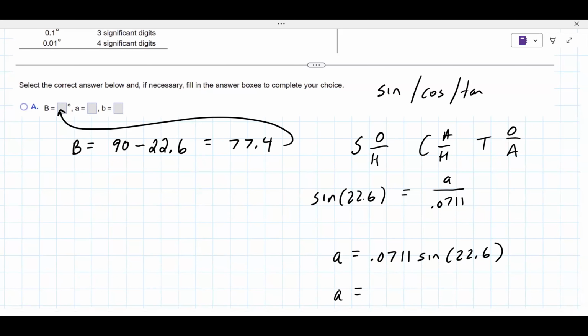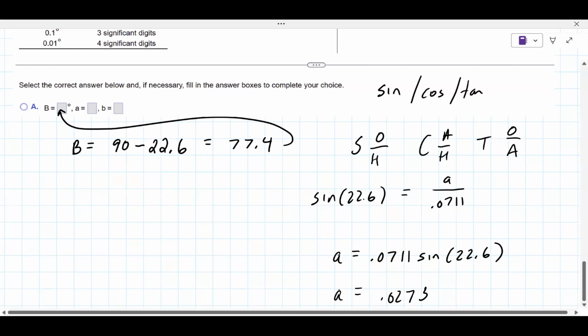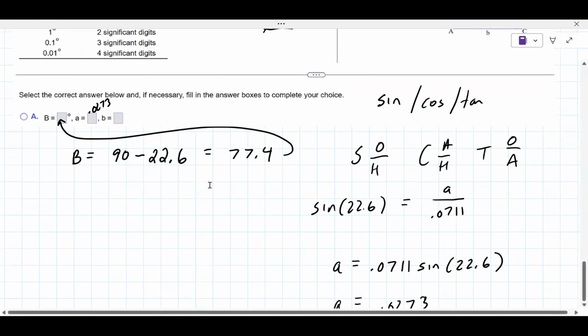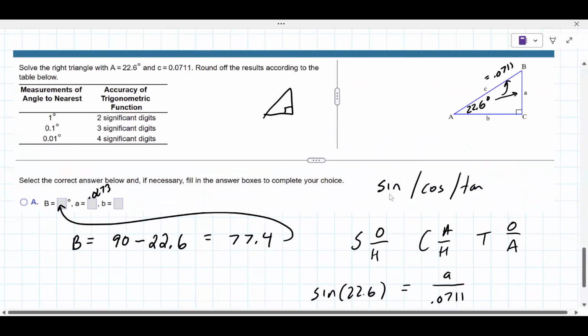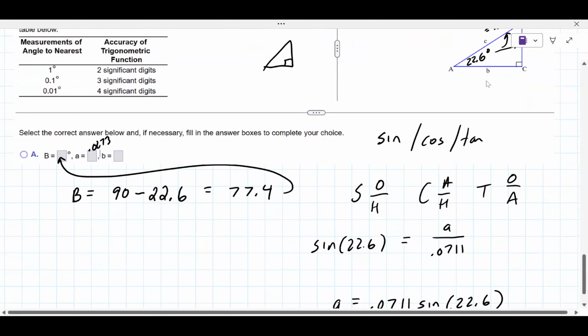0.0407. So I got 0.0273. Let me see. So that takes care of A, 0.0273. Now 2 choices to do B, like you mentioned, Pythagorean theorem, which should be fine, or you can use trigonometric stuff again. I'd probably use the trig stuff again because I think that's what they're emphasizing.